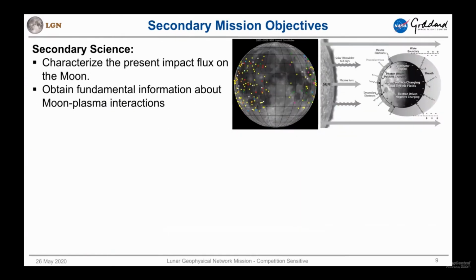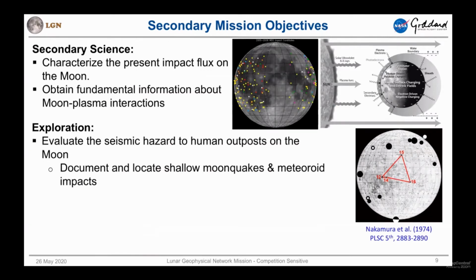We also have secondary science goals to characterize the present impact flux on the moon and attain fundamental information about moon-plasma interactions. There's an exploration goal here to evaluate the seismic hazard to human outposts on the moon, and shallow moonquakes that can get above magnitude 5 based upon Apollo data. And there is a shallow moonquake origin somewhere around the south polar region of the moon. And again, Apollo could not constrain the epicenter of these moonquakes very well, because over here on the right, all of these occurrences were outside the actual network. And also document the meteoroid impact flux as well.